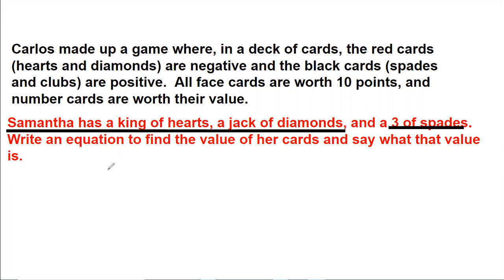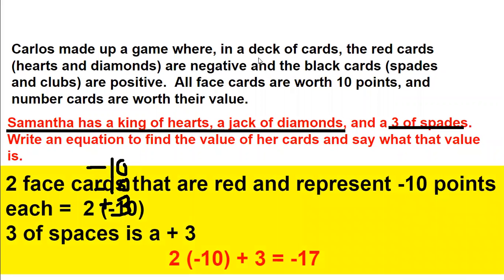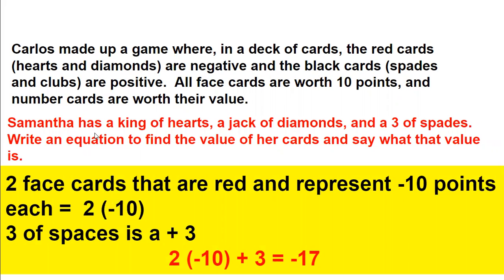Samantha has a king of hearts, so all red cards are negative 10. If it's a king, it's a face card. A jack of diamonds. Diamonds is a red card, it's also negative. So that's going to be another face card. And then we have a 3 of spades. Black cards are positive. And so we would write an equation for that. And to do that, we would end up having 2 times negative 10 plus 3, and then that equals negative 17. That was on a previous video, so that should be a review for you.